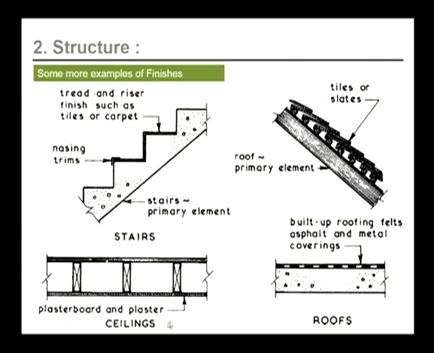Here we see in the ceilings, it's a plasterboard and plaster ceiling, and at the roof covering, these are tiles or slates. In this example, this is a roof where we are just pouring asphalt and metal covering over it, so that also comes as part of finishes. So this is an overall overview of what we have gone through so far.